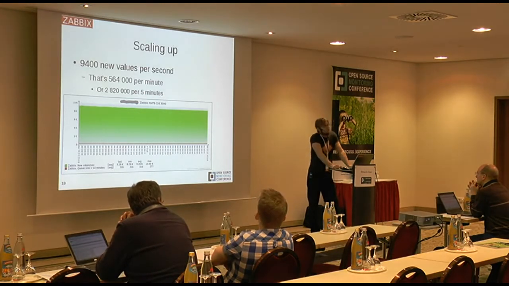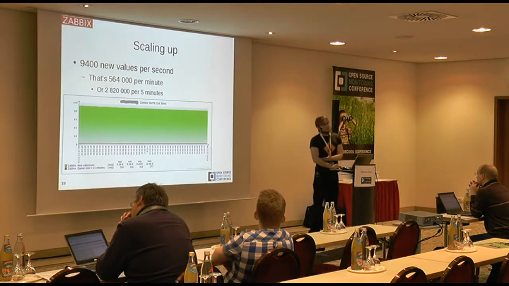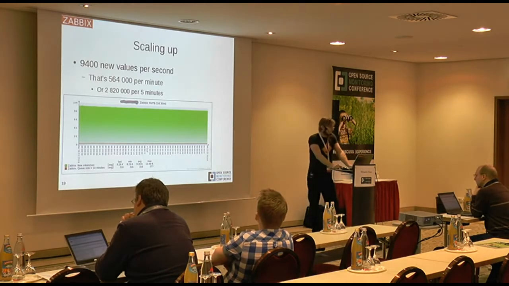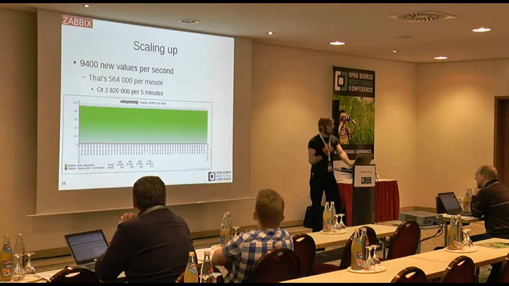For each of these values, we are evaluating triggers, checking whether it is above any threshold, we are generating trends, which is long-term data storage for Zabbix, and we are storing all that in the database, more than 9,000 times per second. If you're more used to calculating per minute or per 5 minutes, then that's 564,000 values every minute, or something below 3 million values every 5 minutes. So these numbers are pretty good, I would say. This is with Zabbix version 2.0.